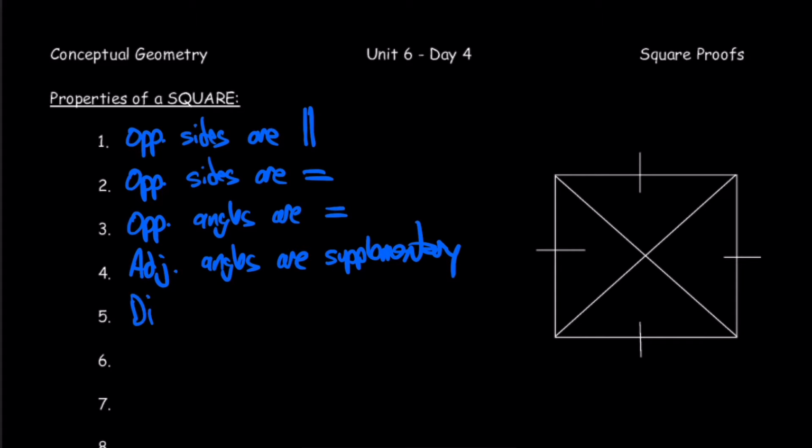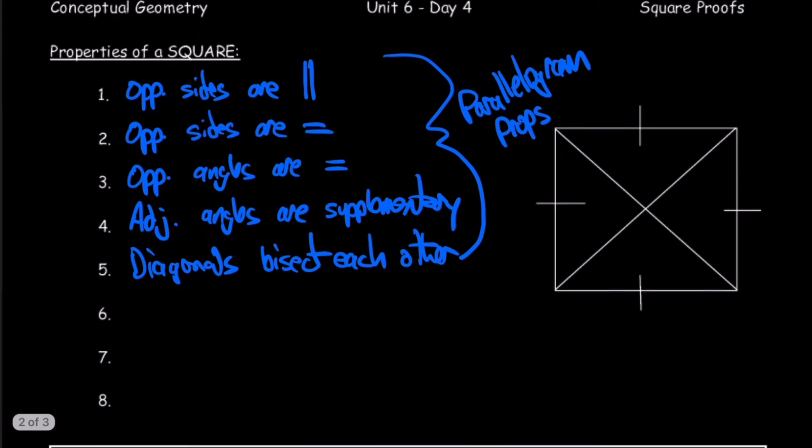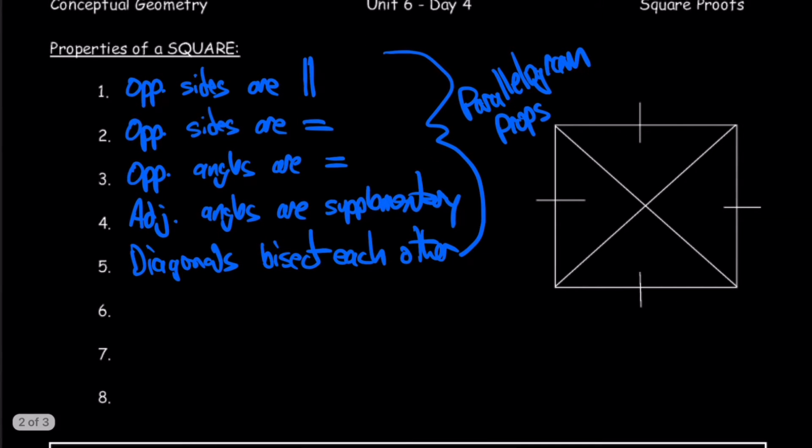And the diagonals bisect each other. So if I just stop there and use those 5 properties, basically I've proven a parallelogram. So those are our parallelogram properties. But a square obviously has additional properties. So what else do we know about a square?